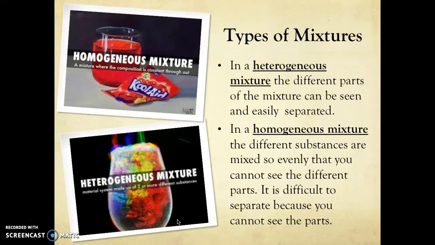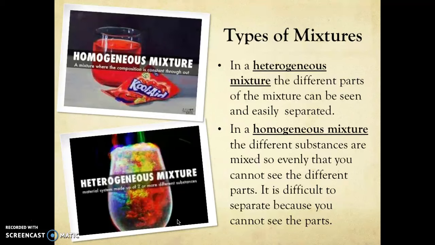So in a heterogeneous mixture, the different parts of the mixture can be seen, and you can easily take them and separate them. So with a bag of M&Ms, we can open it up, we can pick out each of the different colors. We can pull out all of the greens and set them off to the side. We can pull out all the blues and set them off to the side. With the Chex Mix example, you can pull out all the pretzels, you can pull out all the Chex, you can pull out all the other little pieces. So that makes those 2 examples heterogeneous, because you can easily separate them.